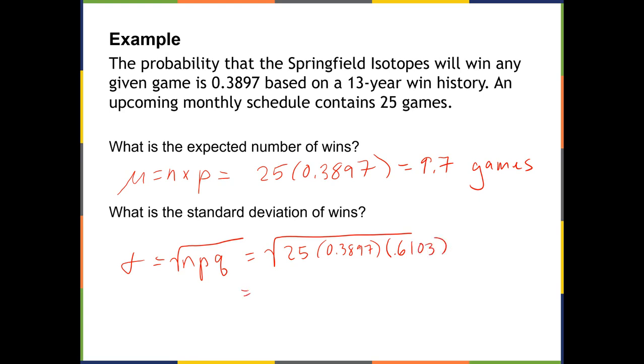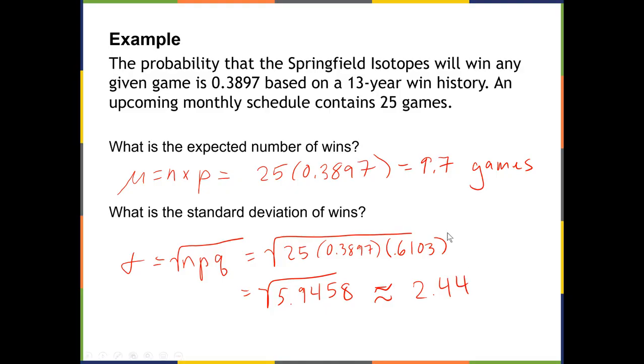Using my calculator to compute that product and then take the square root, I take 25 times 0.3897 times 0.6103, and I get 5.9458, and the square root of that is about equal to 2.44 as my standard deviation value. All right, well, that's it for binomial distribution, and good luck with this one. It's a fun one.